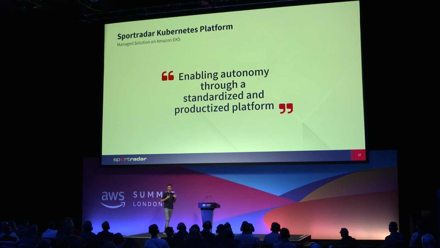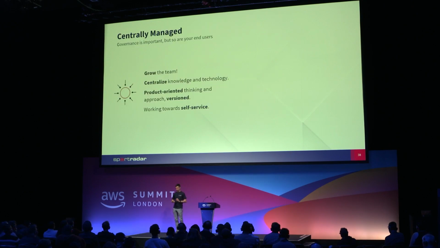So last year we partnered up with AWS and we started building our new Kubernetes platform based on Amazon EKS. And we set ourselves 4 core design tenets that we wanted our platform to follow. We wanted it to be centrally managed, completely automated, secure, naturally, and of course scalable. Ultimately, we wanted to keep enabling our product teams with autonomy through a standardized and productized platform.